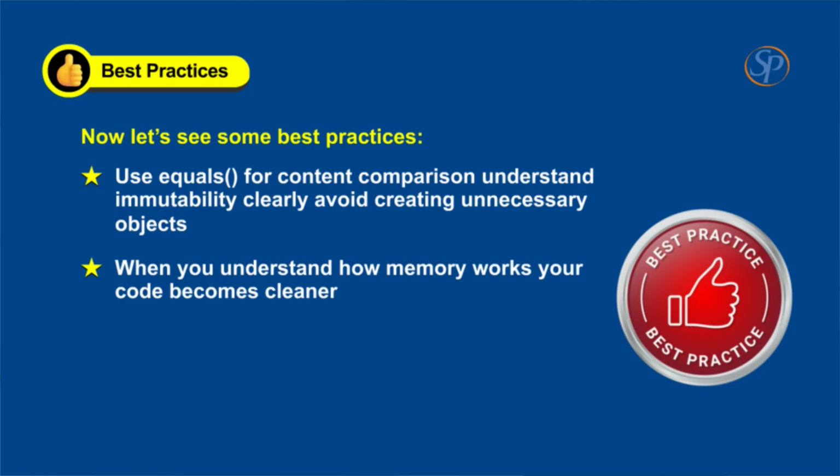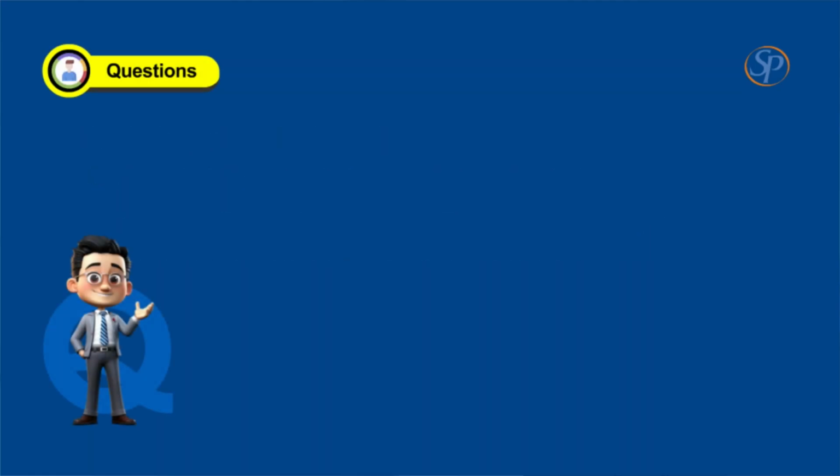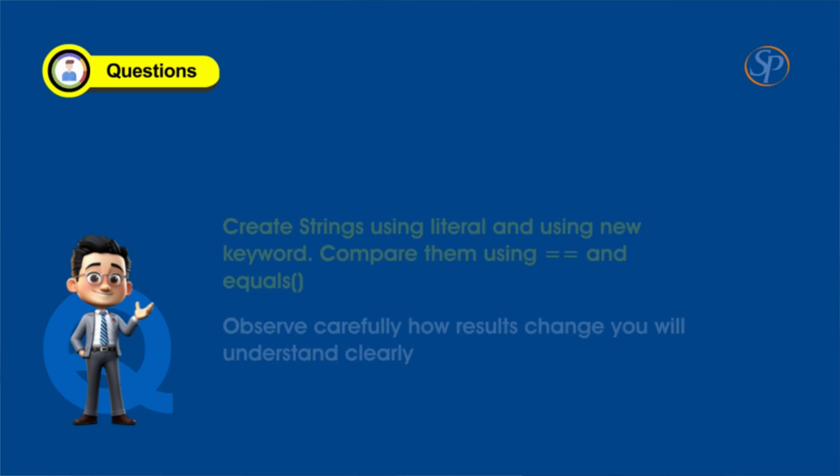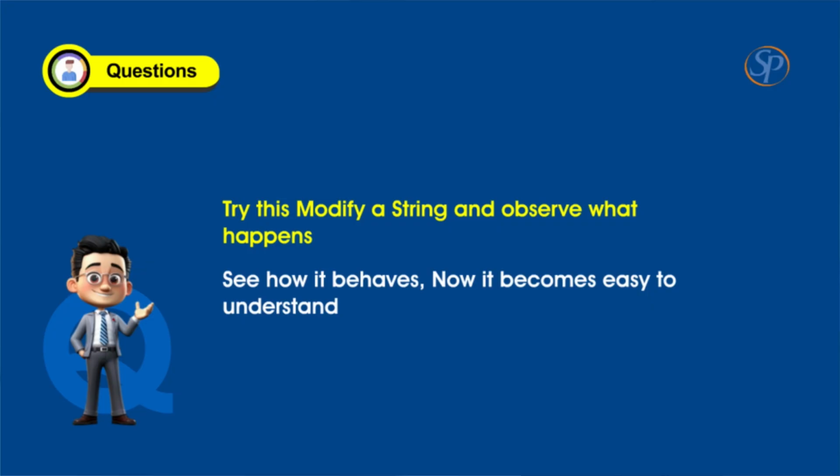Homework and questions. Before ending this video, I have a small task for you. Create strings using literal and using the new keyword. Compare them using double equals and the equals method. Observe carefully how results change. You will understand clearly. Try this. Modify a string and observe what happens. See how it behaves. Now it becomes easy to understand.